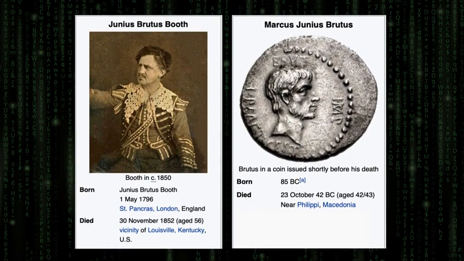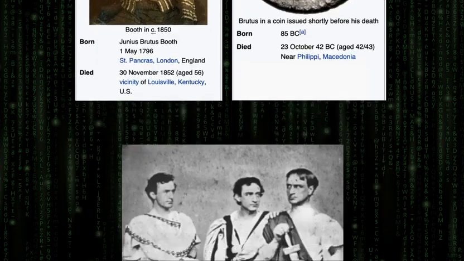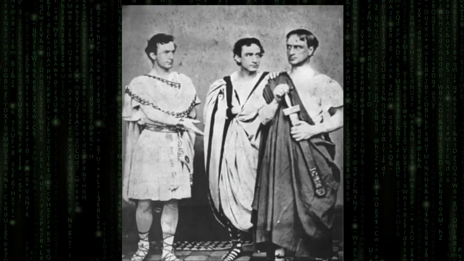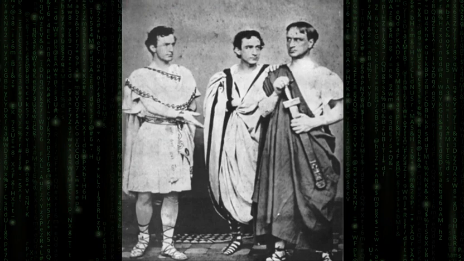Junius Brutus Booth was a Shakespearean actor who no doubt acted in the play Julius Caesar, as did John Wilkes Booth, as Wikipedia highlights here, depicted acting in Julius Caesar. This is John Wilkes Booth to the left. These are his two brothers. The one on the right is actually Junius Brutus Booth Jr.